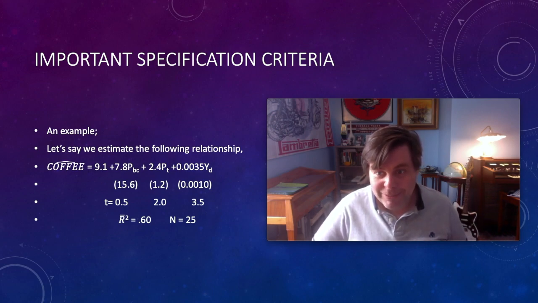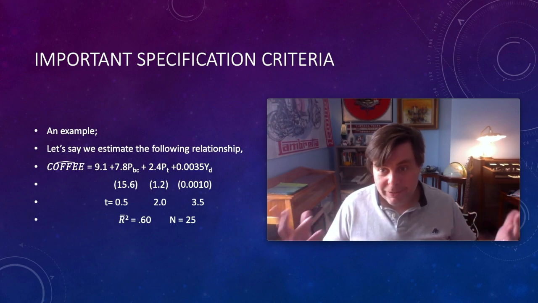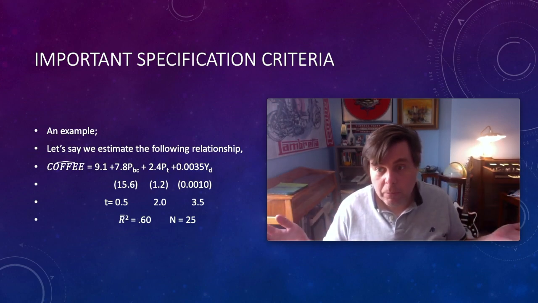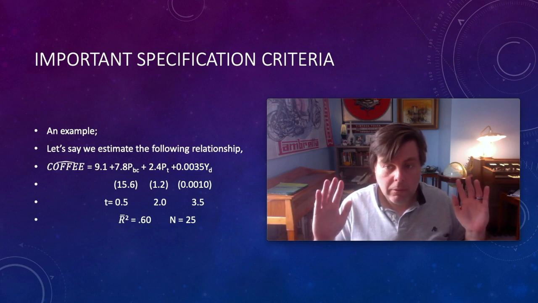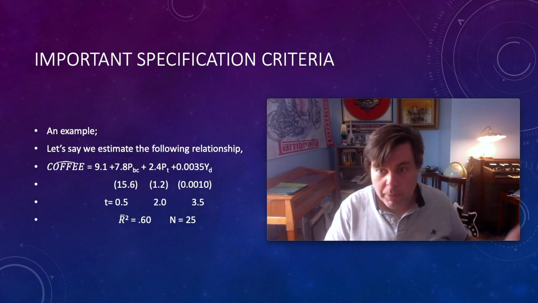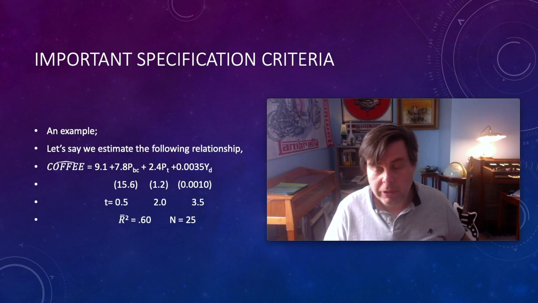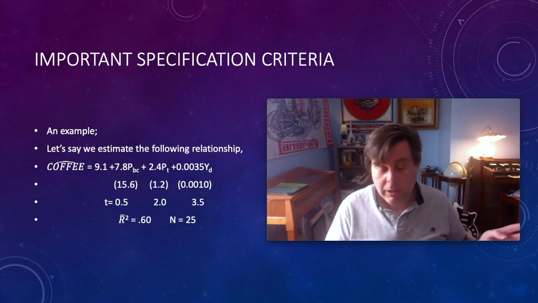Our test statistics show significance on price of tea and disposable income, but not on the price of coffee. So in other words, our first regression results suggest that price has little to no bearing upon the amount of coffee people buy. And so we think, oh my gosh, it's statistically insignificant. Let's just eliminate it and see what happens.